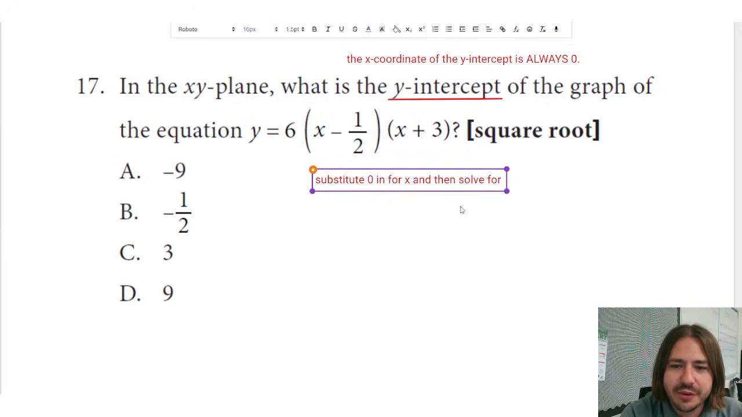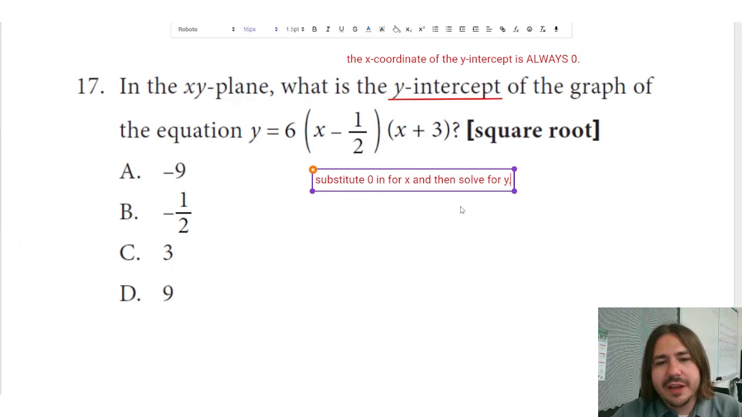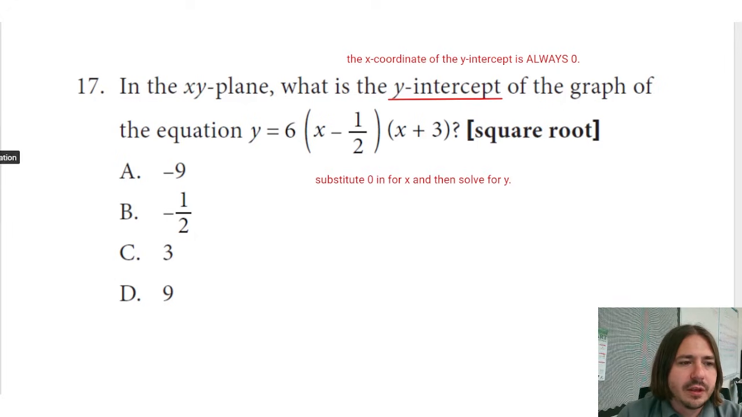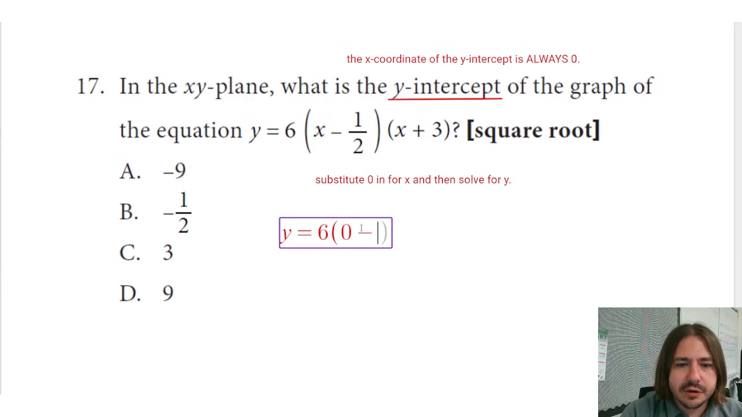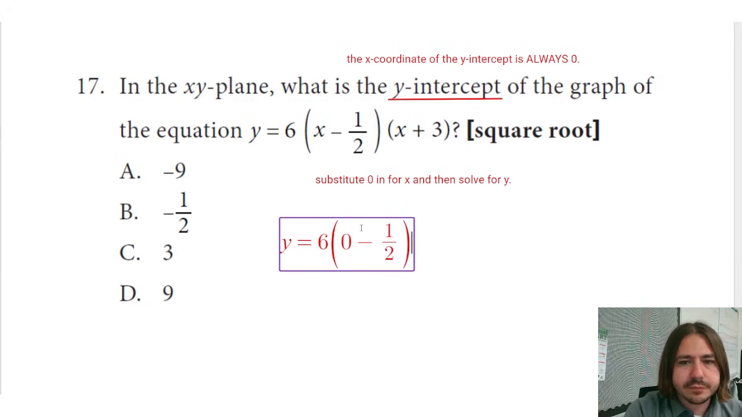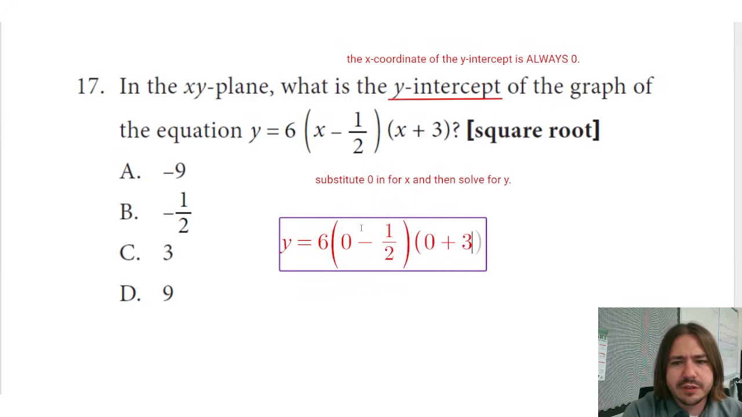You're just going to evaluate. But yeah, this is going to work no matter how complicated your equation is. Whatever the equation is, it could be 10 times as complicated as this. All you have to do to find the y-intercept is plug in 0 for x, and then figure out what y is. So here we've got y equals 6 times 0 minus 1/2 times 0 plus 3.